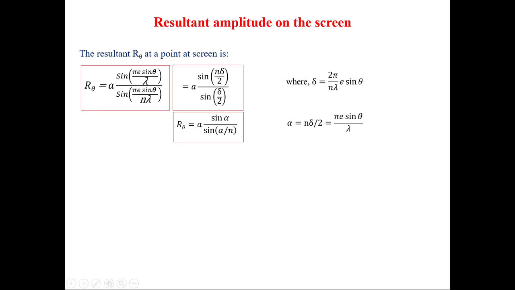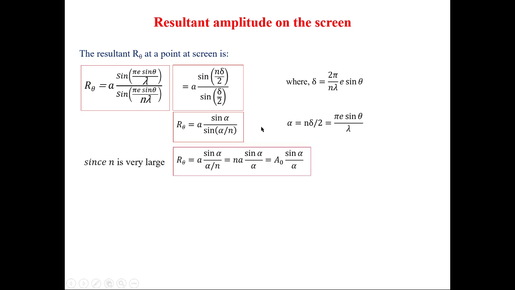or it can be written as R theta equal to A sine alpha upon sine alpha by n, where alpha is pi d sine theta divided by lambda. This is another parameter we have used to reduce the size of the equation. Because this n is a very large number, alpha by n will be a very small quantity, and so sine alpha by n can be written as alpha by n. So this equation becomes R theta equal to n A sine alpha by alpha.